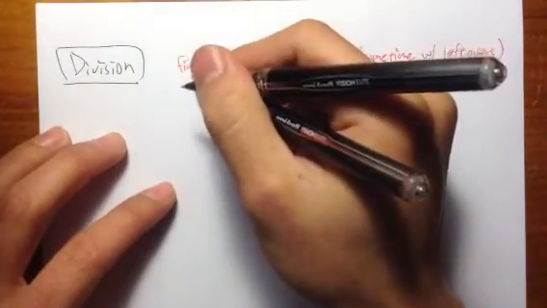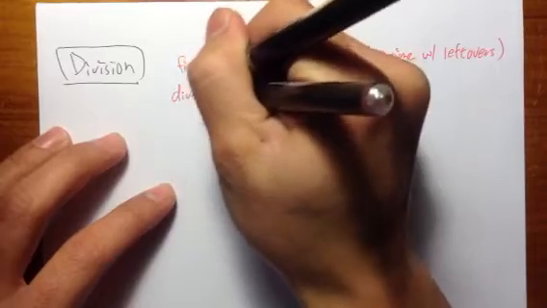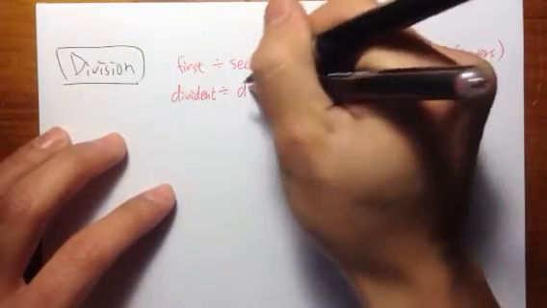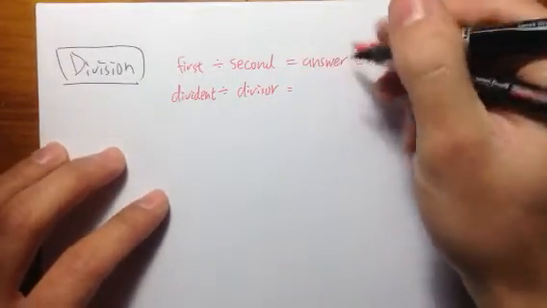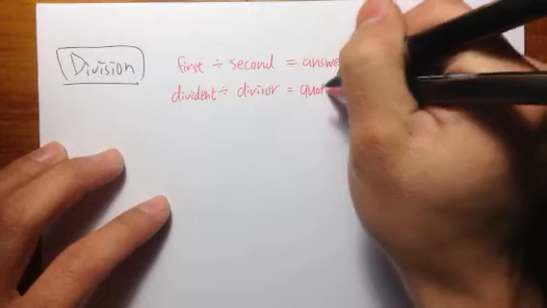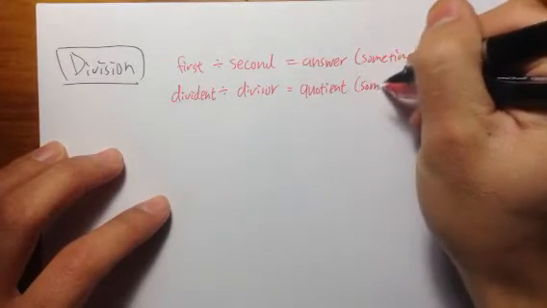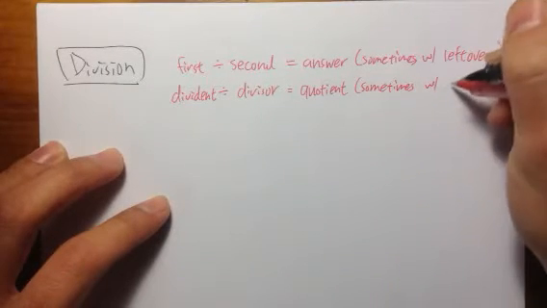The first number in the division is called the dividend. The second number is called the divisor. The answer in the division question is called the quotient. And the leftovers are called the remainders, with remainders.